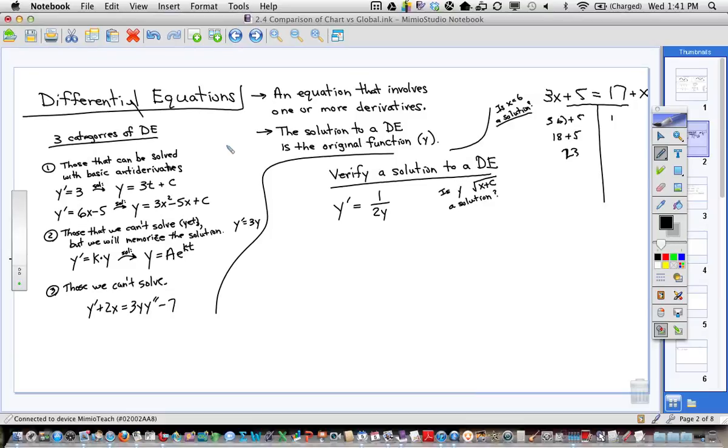And on this side, I get 17 plus 6, which is 23, and then we draw a line, we say, check. It is a solution. If they would have come out different, we just said it's not a solution, right? That's what you're going to do. So let's do that with this problem.